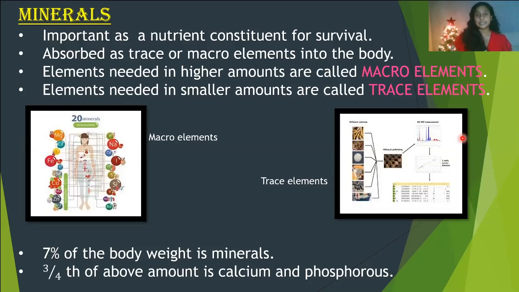And then elements needed in smaller amounts are called trace elements, right? Macro, just think macro means huge, right? Trace means micro, in smaller quantities, right? So elements needed in higher amounts are called macro, and elements needed in small amounts are called trace elements, right? 7% of the body weight is minerals, and then 3/4 of the above amount is calcium and phosphorus. These are some of the points they can ask in your MCQs, so you all better go through all these things.